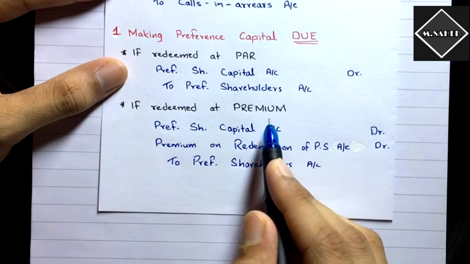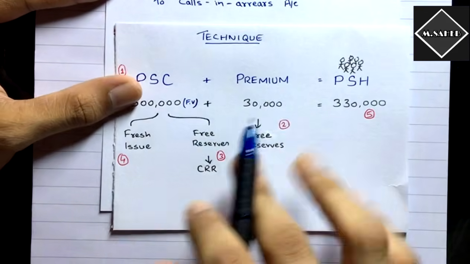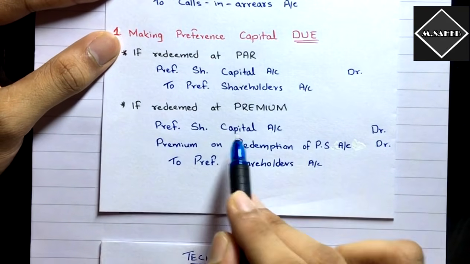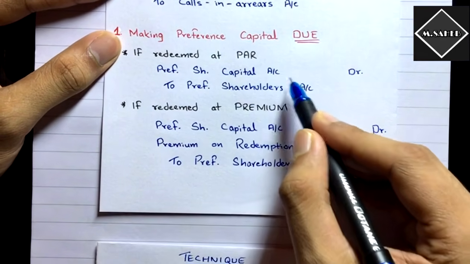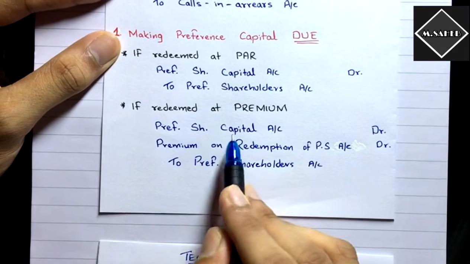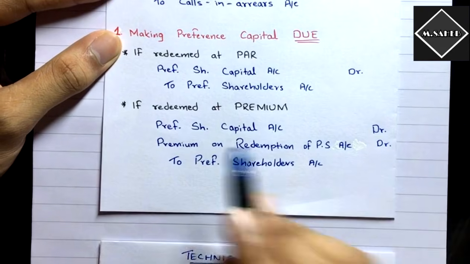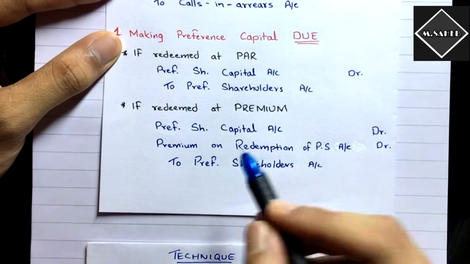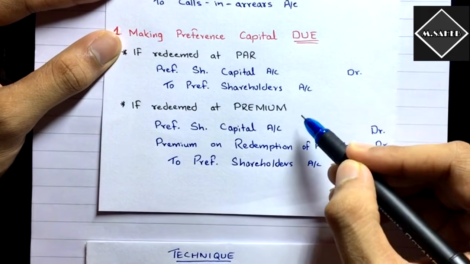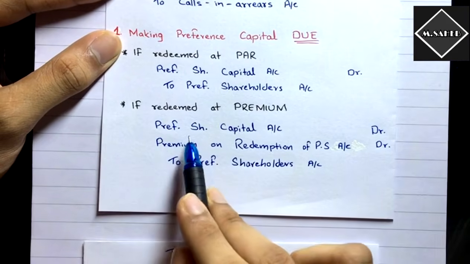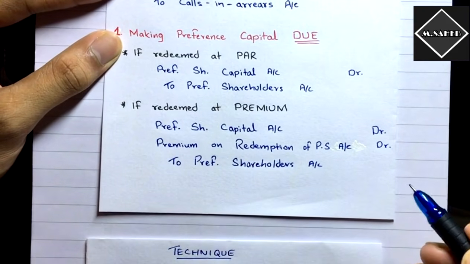And here also the same entry. See here, if redeemed at premium, as I said, we are paying them something extra, so you are going to take that also. Preference share capital account debit, and here you take the face value only, right? We are decreasing the capital, the same procedure as before. Either we do the redemption at par or at premium, not both entries, any one of them. So preference share capital account debit. We are reducing the capital.